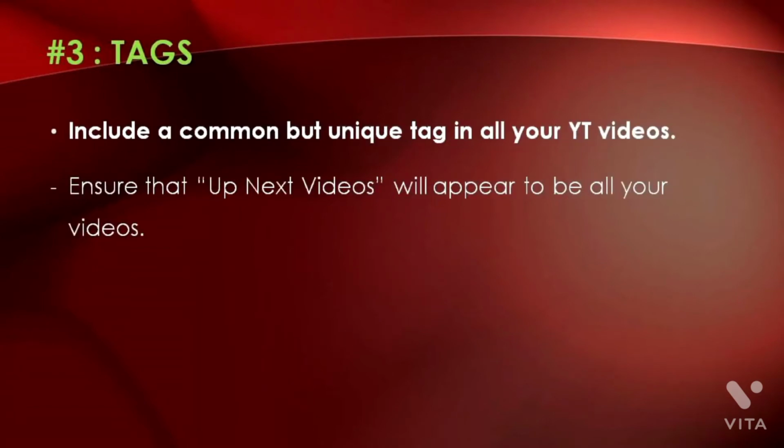Another purpose of including common but unique tags in all your YouTube videos is it actually serves to ensure that the up next videos will appear to be all of your videos. YouTube has this function where it will prompt a list of recommended videos that are related to the current video the user is watching. Therefore, when you optimize your tags in your YouTube videos, you're also connecting the relevance of all of your videos one to another. This way you can ensure that the, quote, up next videos will all be your own videos, and your audience is prompted to watch all of your videos instead of your competitors.